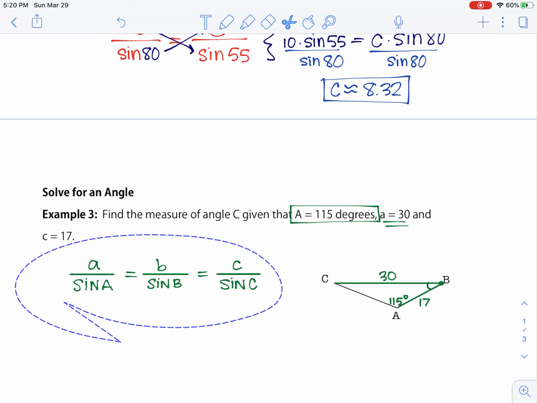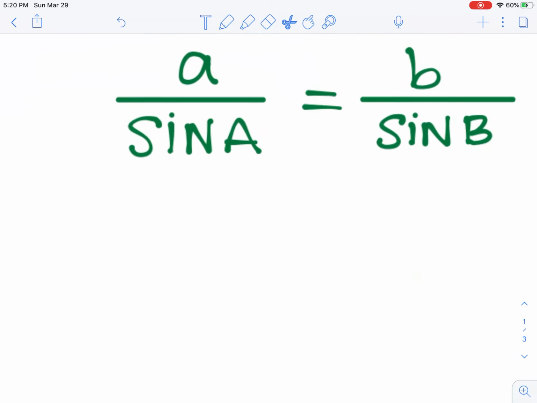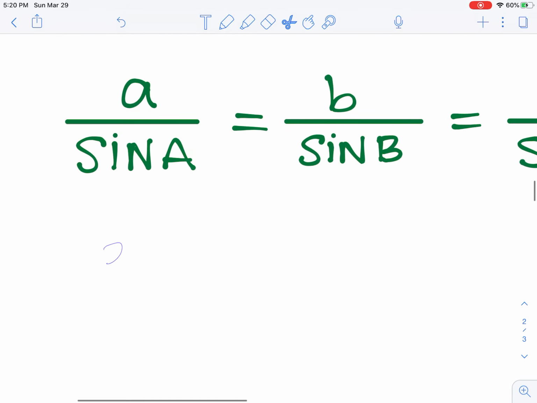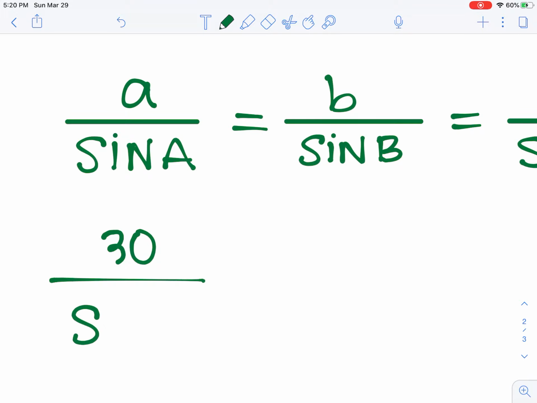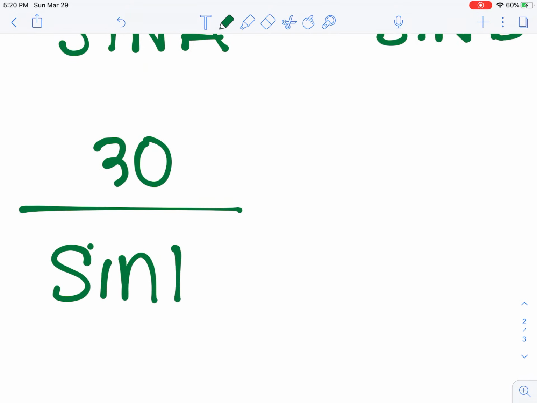Now in this particular one, we're going to be solving for an angle, so our steps will look a little different toward the end, but picking and choosing two should look the same. We're just going to fill in what we know. So we know big A and little a, so it's probably safe to say that we're going to be using this information here. So we know that little a is 30, and big A is 115.